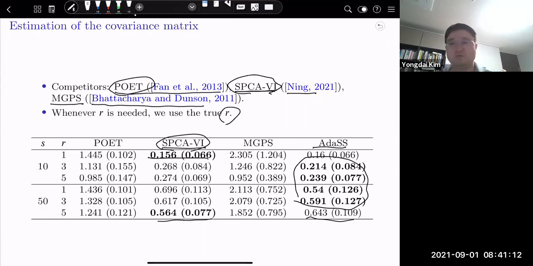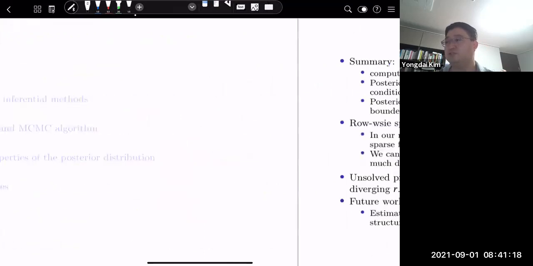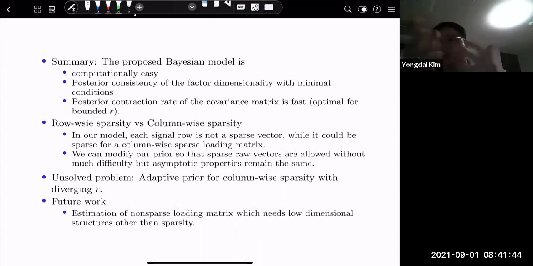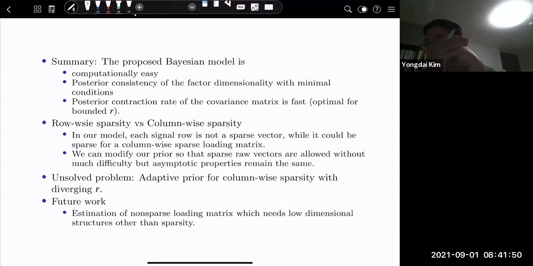And that is almost all of my talk. So let me finish my talk with some discussions. First, a summary. I propose a Bayesian model which is computationally easy. The MCMC algorithm is very easily implementable. Also, the posterior consistency of factor dimensionality is achieved with minimal conditions. In particular, the detection rate achieves the lower bound, so we have the optimal detection rate. Also, the posterior contraction rate of the covariance matrix is fast.